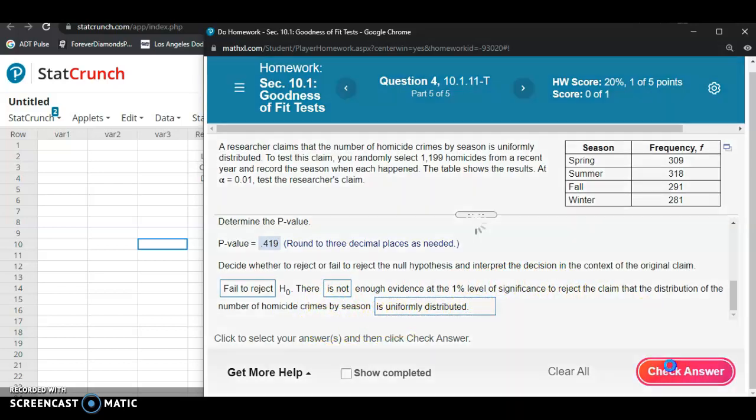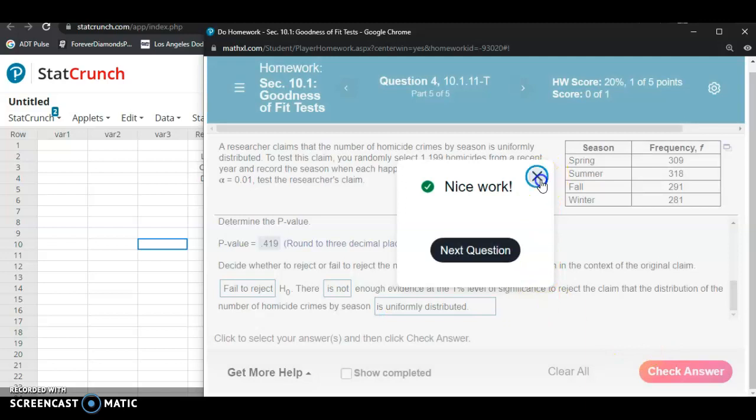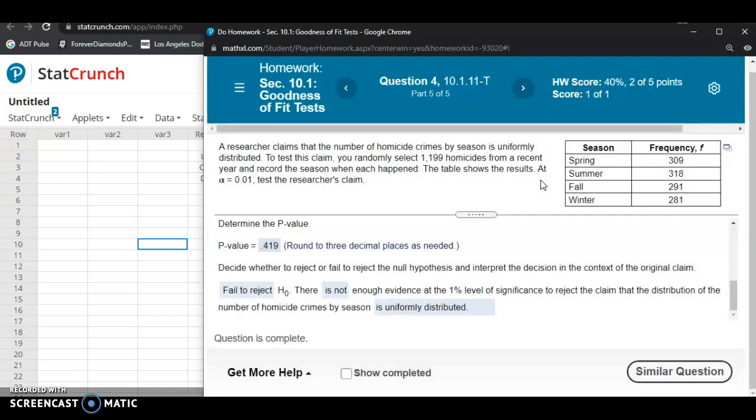Let's go and check our answer. That completes question 4. Hopefully the previous example in the previous video and this example in this video give you enough information to complete the homework in section 10.1.